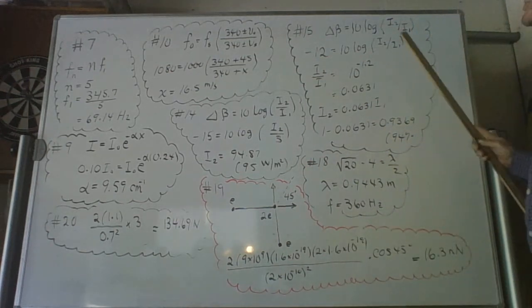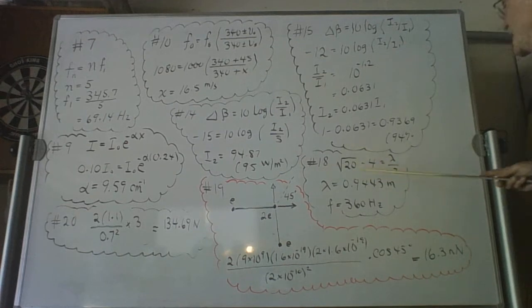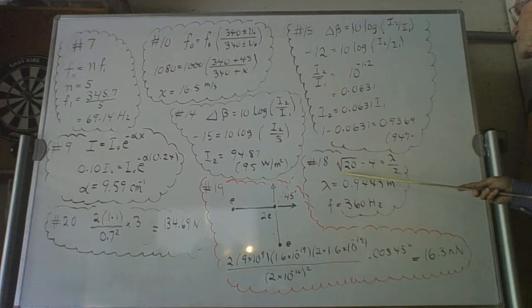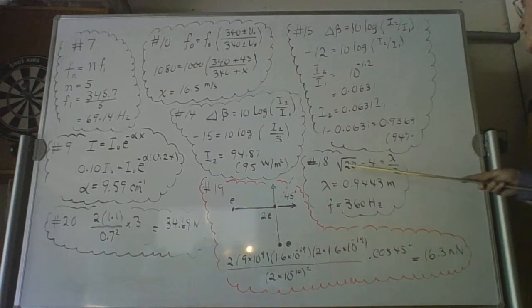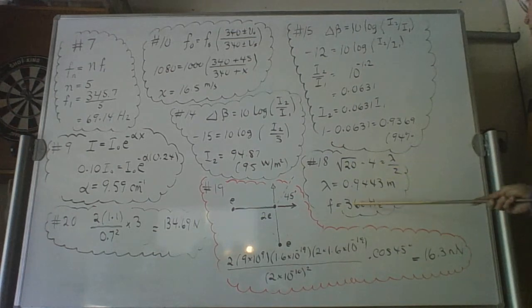Now coming over to number 18, we have the two speakers along the diagonal distance. The distance is 20 square root. The other distance is 4. Set that path length difference equal to 1/2 of a lambda. Solve for lambda, solve for f, and you get 360.